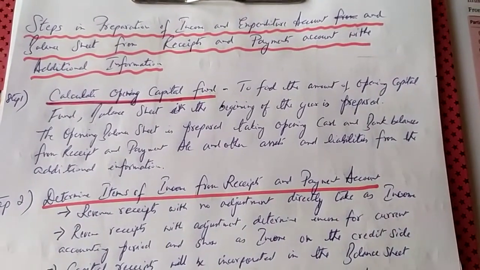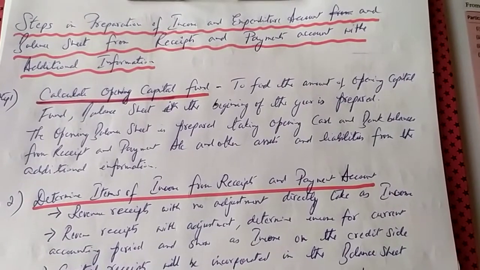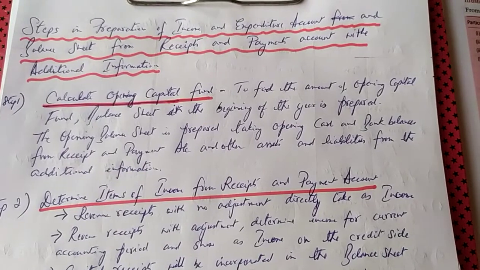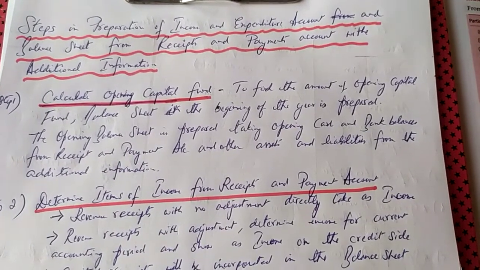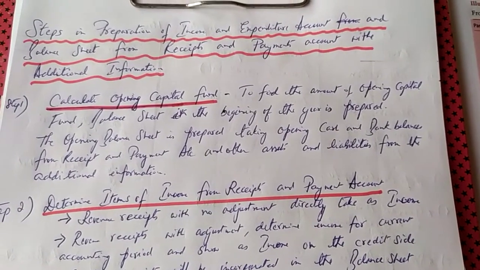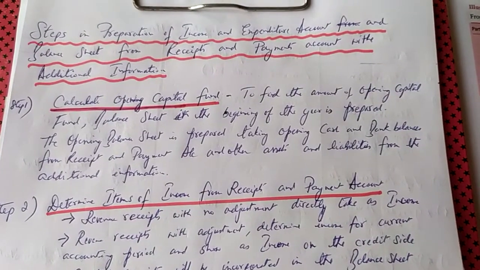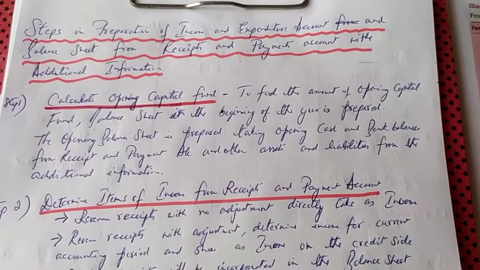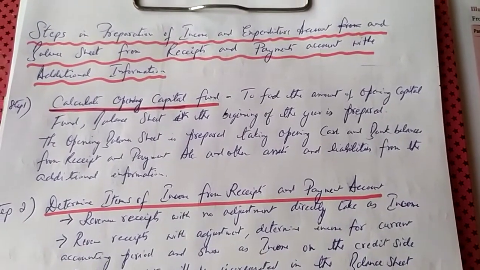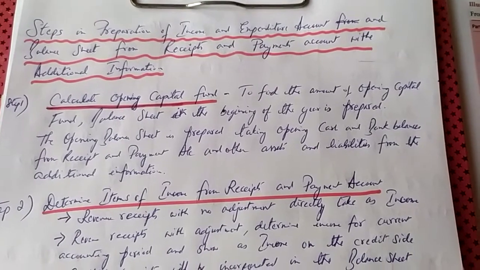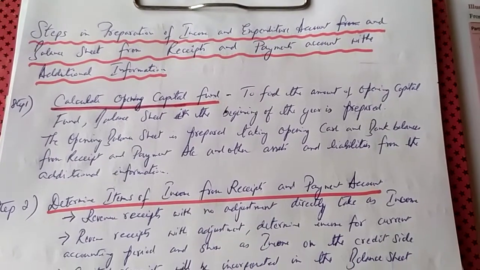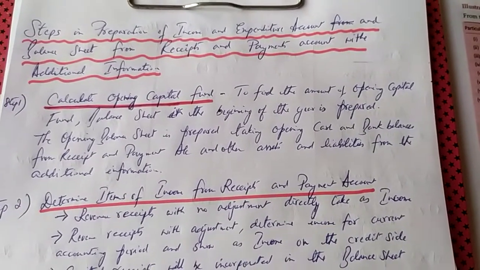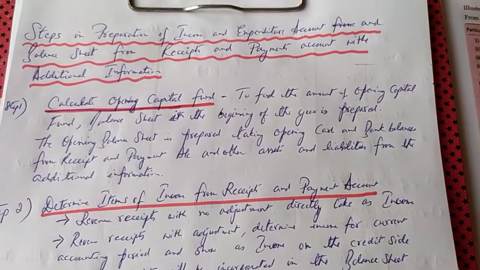So in this case, you have to calculate the amount of opening capital fund. That means we are going to prepare the balance sheet at the beginning of the year. That is, at the start of the accounting year, we have to show a balance sheet in its format, that is with liabilities and assets for the beginning of the year. So that will be the opening balance sheet, you may say. To prepare that opening balance sheet, you're going to pick the opening cash and bank balance from the receipt and payment account.